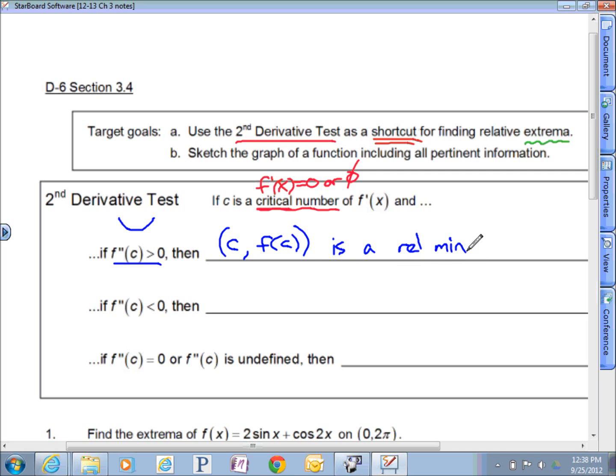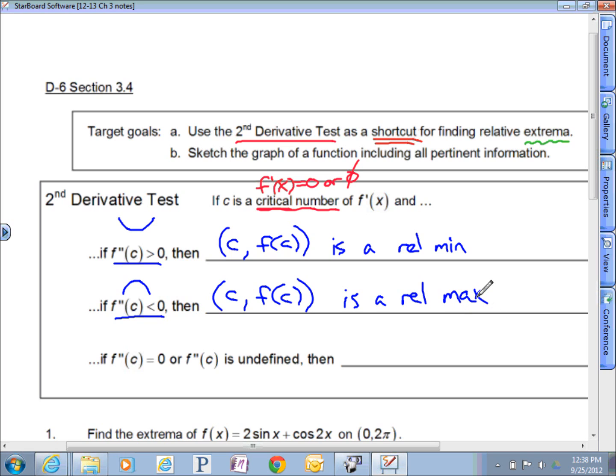If we find out that at that critical number, the second derivative is less than 0, then I'm talking about a function that's concave down. If it's concave down around a potential max or min, then we just found out that the point c, f of c, is a relative max.